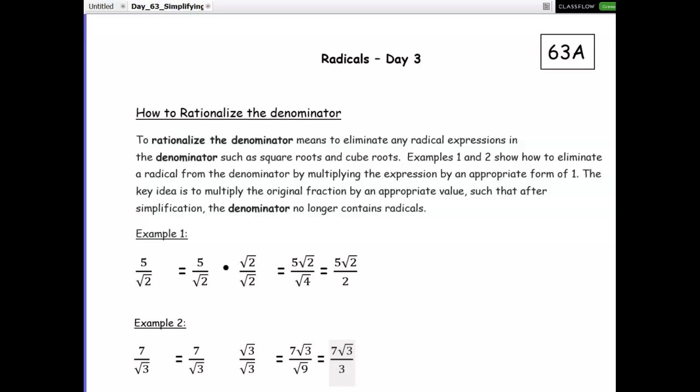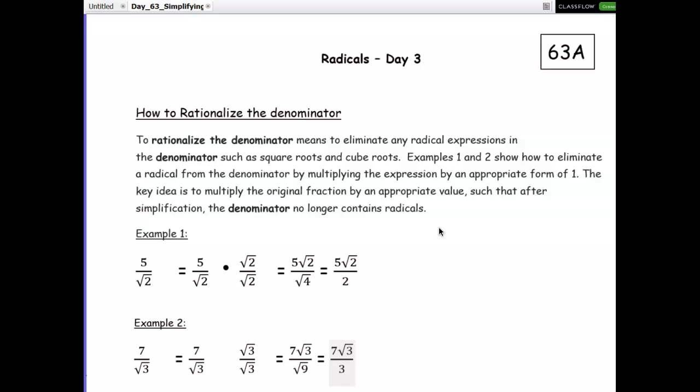Today we are going to continue talking about radicals, and we're going to learn how to rationalize the denominator. Rationalizing the denominator means we're going to eliminate any radical expression in the denominator, such as square roots and cube roots. So I'm going to show you how to eliminate it. There's two examples here, but let me just show a different one and talk you through it.